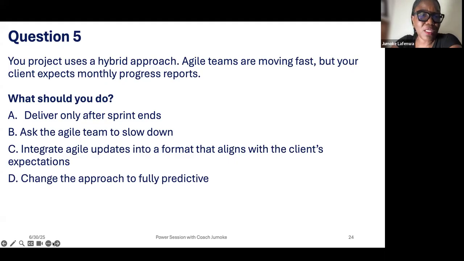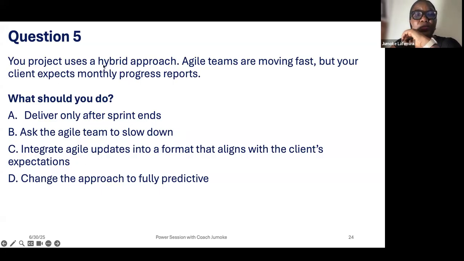So I'll count to 15 again for you to provide the answer. 1, 2, 3, up to 15.